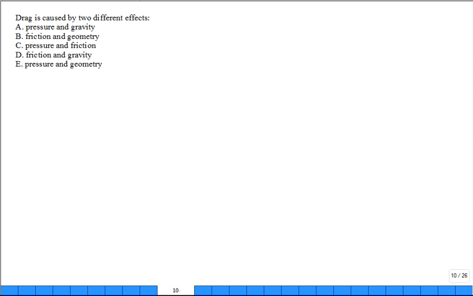Drag is caused by two different effects. I'm going to pause. I want to see your answer to this. Don't call it out. All right, so this one is pressure and friction. The best answer.